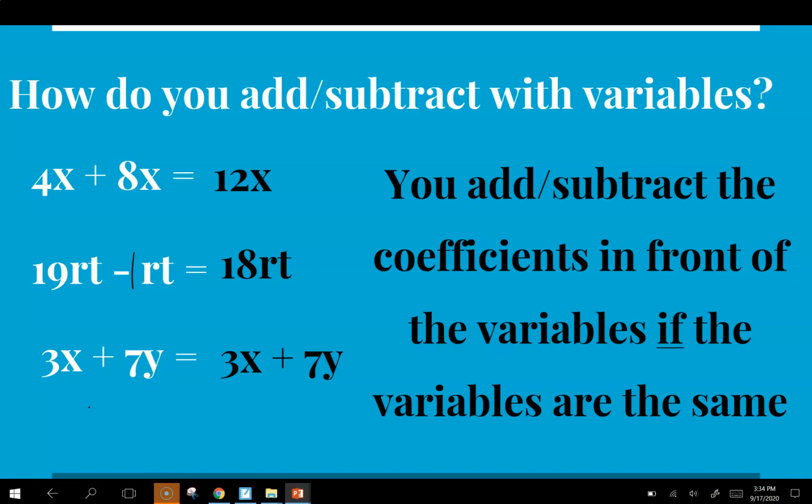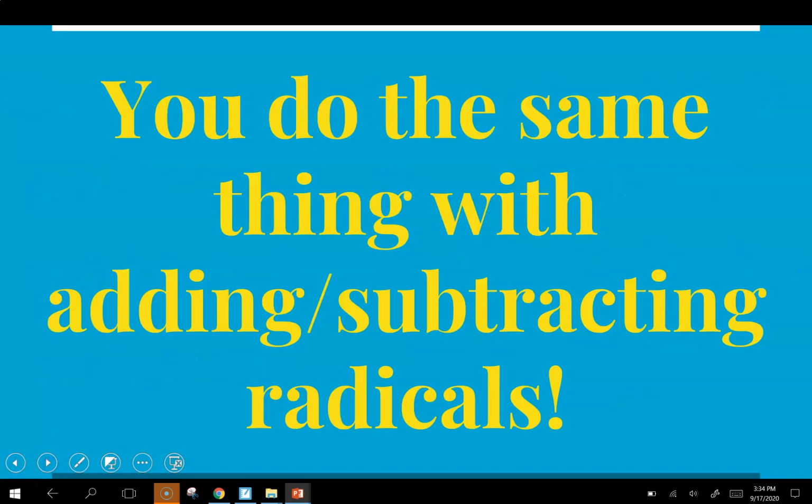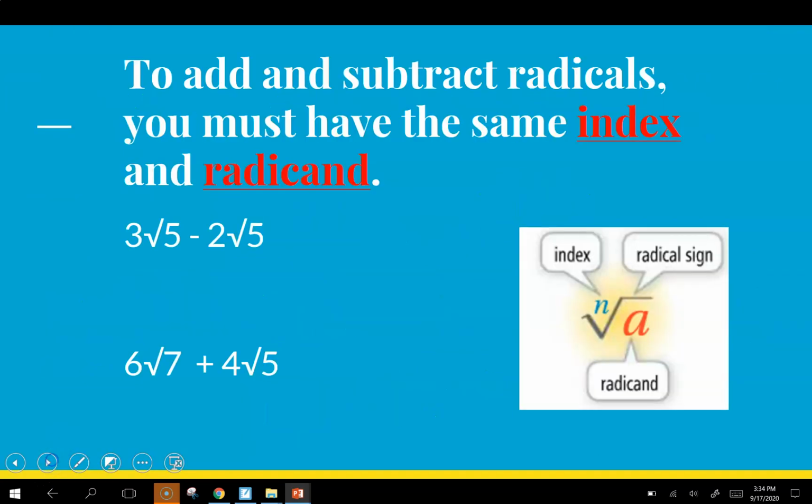All right, we're going to apply that with radicals. It's the exact same thing, but instead of variables, they have to have the same index and radicand. That's the same root and the same number inside of the root. Like square root 2 and square root 2, right? I could not do square root 2 and square root 3 because my radicands didn't match. I also could not do square root 2 and then cube root 2. It's not the same thing. It has to be the exact same thing.